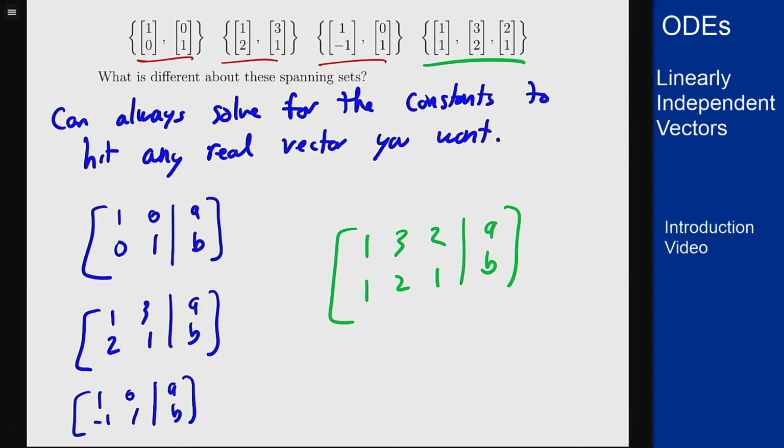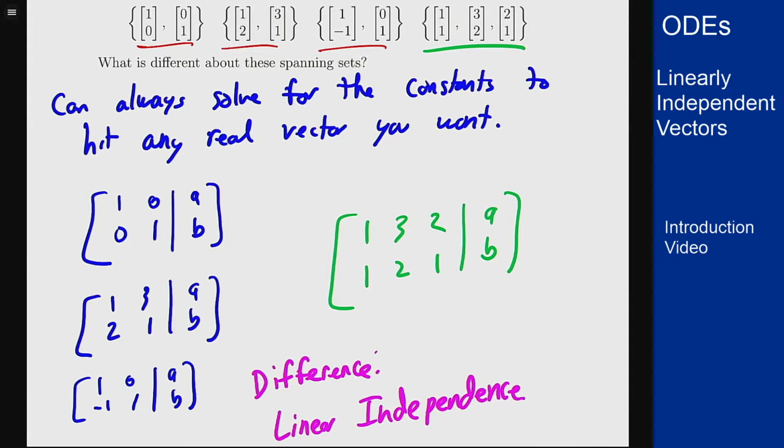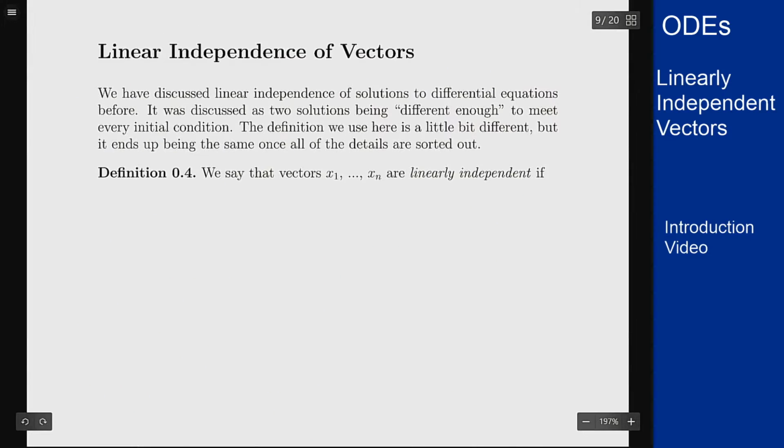But is there an important difference between the two vector spanning sets and the three vector spanning set? It turns out there is, and that's the idea of linear independence. Which really comes down to, is there a reason why I need three vectors in that last set, or could I get away with two? That's where this idea comes into play. So solutions to differential equations have been talked about as being linearly independent before. It means that they're different enough to meet initial conditions. That ends up being the same root definition we're using here for vectors, but it looks a little different at the outset because we're talking about vectors, not solutions first.